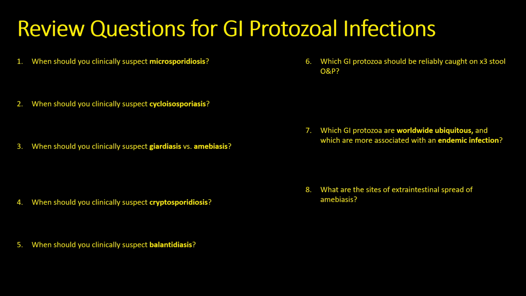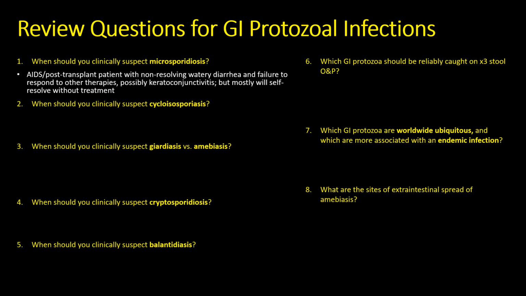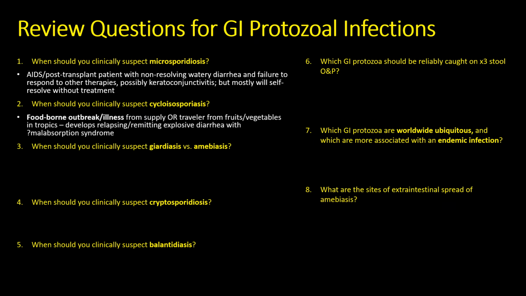The right situation could be an immunocompromised patient with AIDS or transplant who has a syndrome like cryptosporidiosis, like a non-resolving diarrhea, particularly if they fail to respond to treatment for cryptosporidia. Possibly think of this as well in a patient who also has keratoconjunctivitis. Question 2. When should we suspect Cycloisosporiasis? This is more specifically a food or vegetable-borne outbreak-related endemic infection to tropics, specifically in a traveler or with imported vegetables, probably more common in the immunocompromised host who develops a relapsing remitting diarrhea and malabsorption syndrome.